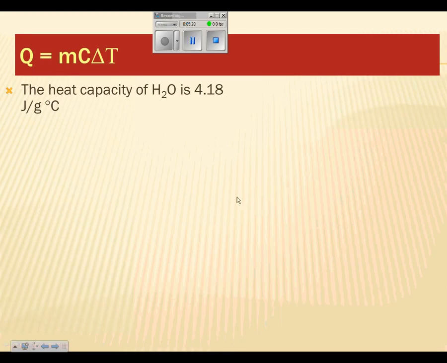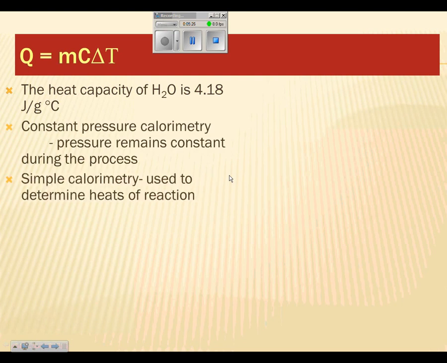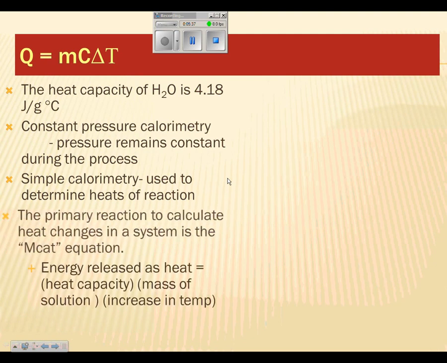The specific heat capacity for water, of course, is 4.18 joules per gram degree C, or 1 calorie per gram degree C. In terms of constant pressure, you can use this to solve for your delta H value. And it's just going to be M times C times delta T, and that will give you your Q value, which will be your delta H for that reaction.